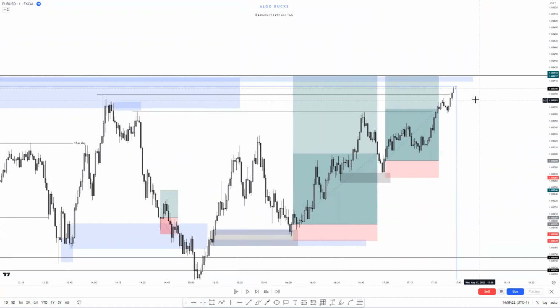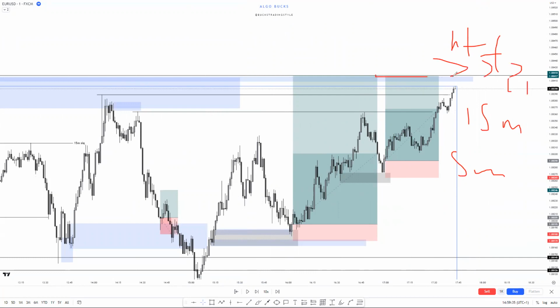Right here, this was our refined POI. Yeah, we're watching this one. So maybe forget it, a mitigation here. We would want to trade off the 15-minute or 5-minute ILQ. But remember, higher time frame is stronger than lower time frame. We have a higher time frame liquidity level, so price can easily take this high so that it's going to fulfill the higher time frame purpose.